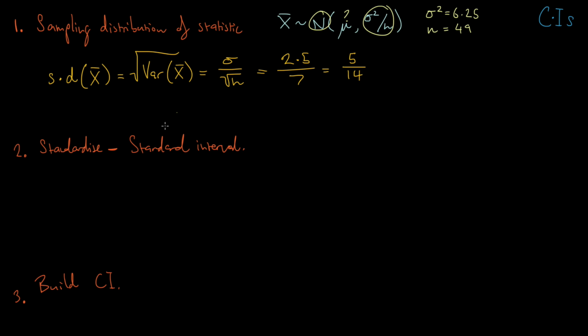Okay, so now we need to standardize this sampling distribution, and we know how that works. We simply need to take the random variable minus the mean and divide by the standard deviation.